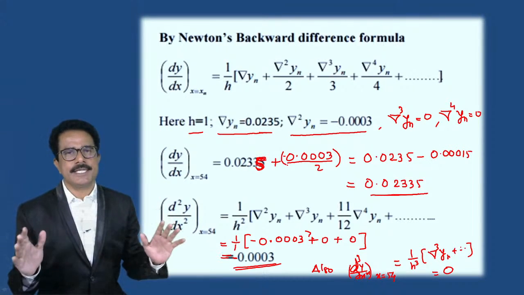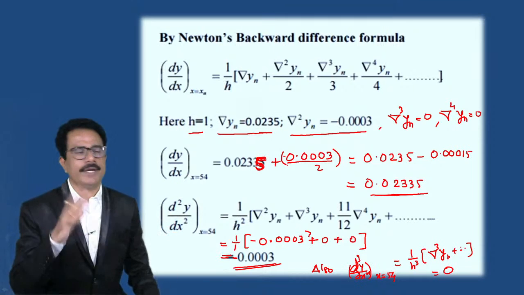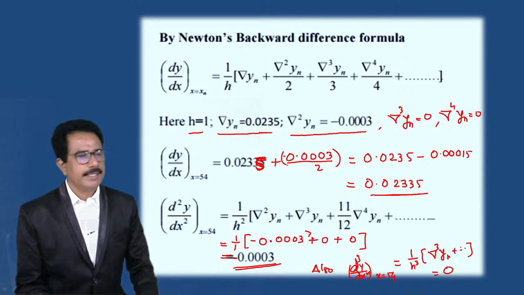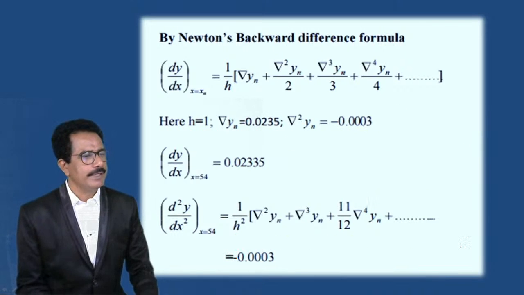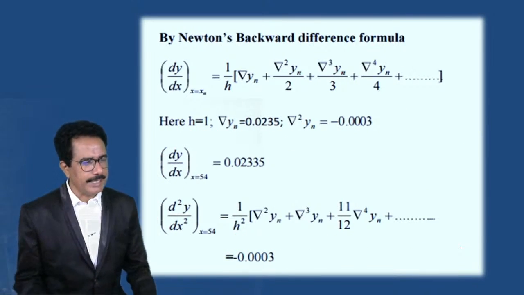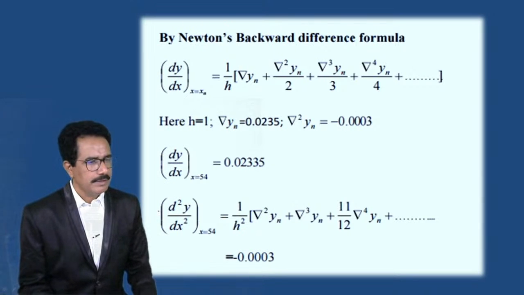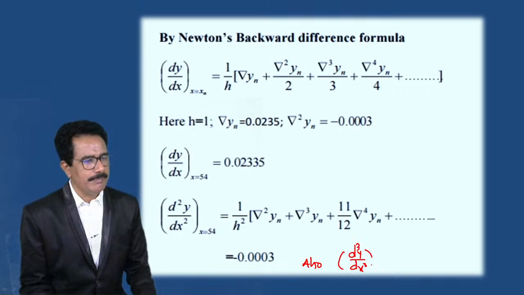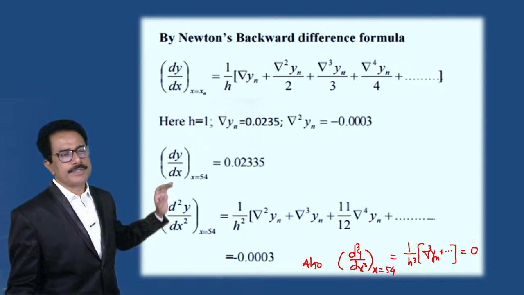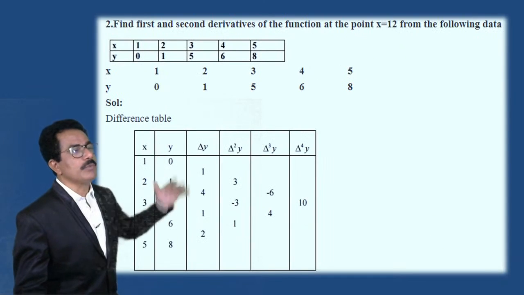Is it okay? Is everyone understanding? Did you understand this? Just use the formula, there is no problem, no difficulty will come. Okay. So this completes the answer. Here, if you like, I will write one. Also d3y/dx³ at x is equal to 54, which is equal to 1/h³ del cube yn plus dot dot dot, which will be 0. Did you understand this? Yes. Now we shall move towards the second problem.